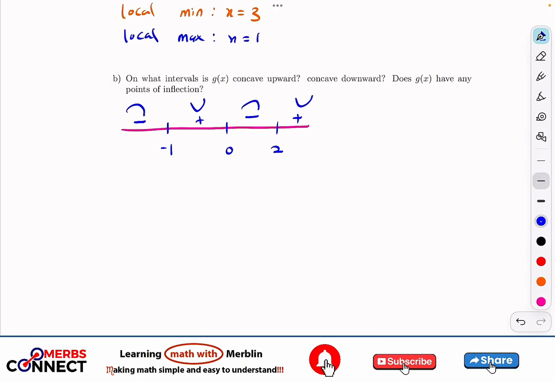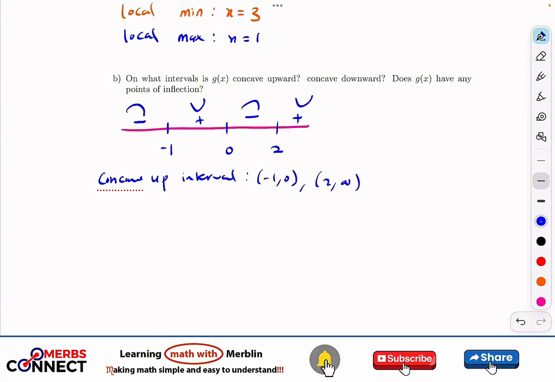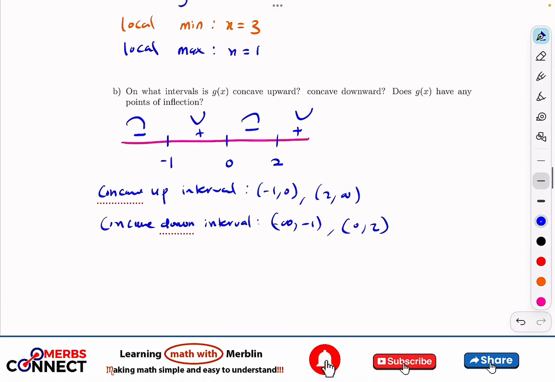So now what will be the interval? So we are looking for the interval. So concave up interval is going to be minus 1 to 0 and 2 to positive infinity. And then concave down interval is going to be minus infinity to minus 1 and 0 to 2. So this is what you are going to get from there.